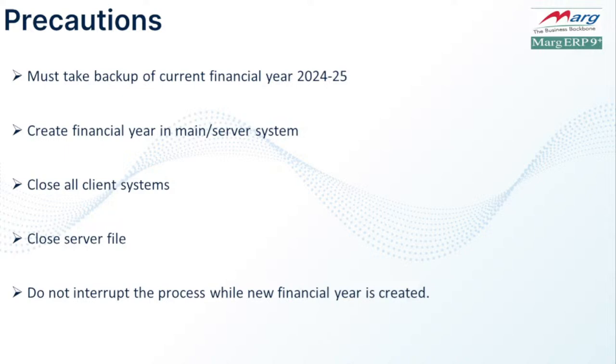Close the server file. We all know that whenever we are using Mark, there is one server file running in the background. We need to close that server file before we start creating the financial year, because the server file is doing the real-time work. It is scanning the documents, uploading or downloading the documents, or doing the updations. We need to make sure that, while we are changing the financial year, the server files are not getting updated. So we'll close the server file.